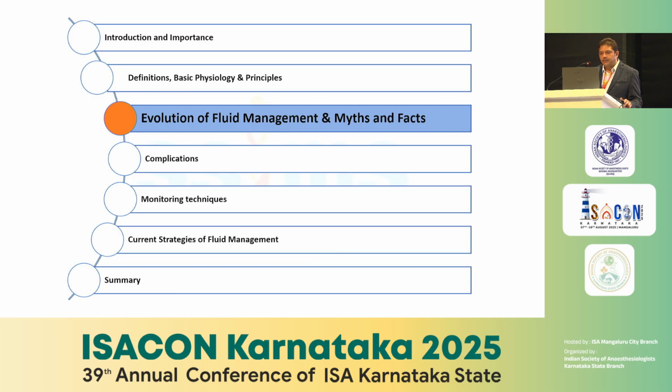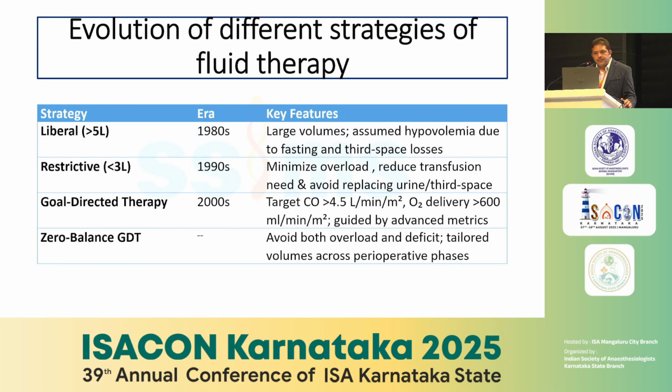Coming to the evolution of fluid management, we have different strategies of fluid therapy like liberal, restrictive, and goal-directed therapy. The liberal is the administration of a large volume of fluids, assuming hypovolemia due to fasting preoperatively and third space losses intraoperatively. The total volume transfused is more than 5 liters. Whereas restrictive minimizes the overload, reduces the transfusion requirement, and avoids replacing the urine output and third space. The volume transfused is less than 3 liters.